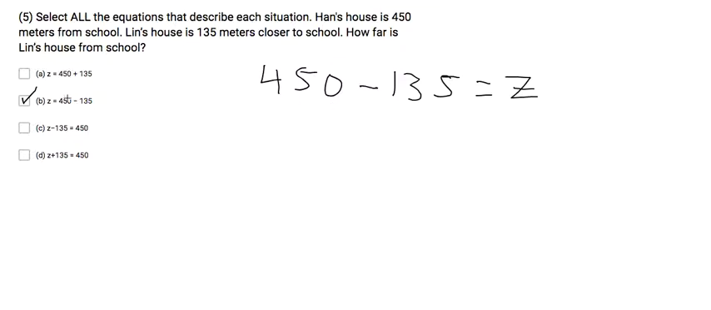So at this point, this looks good, but we're not adding it. Lynn's not farther away from school. She's closer. So it's not going to be addition here.